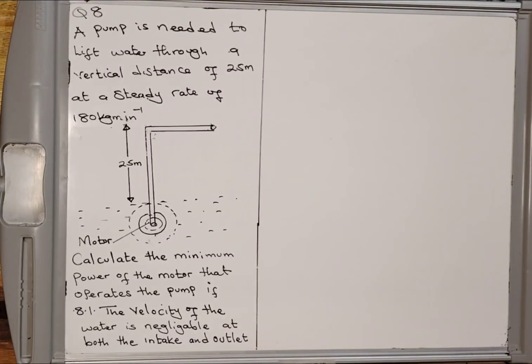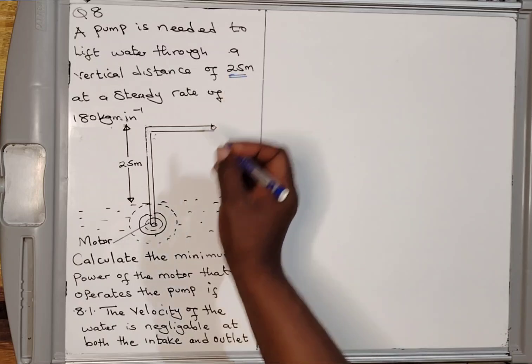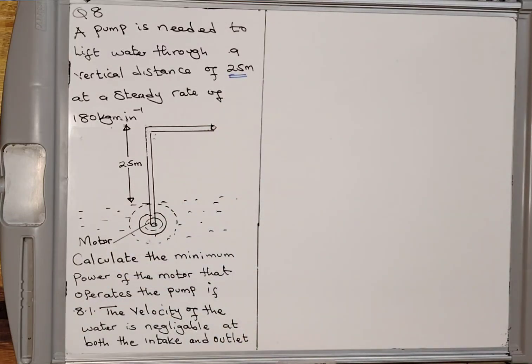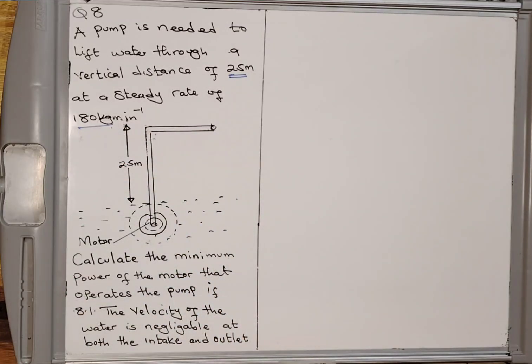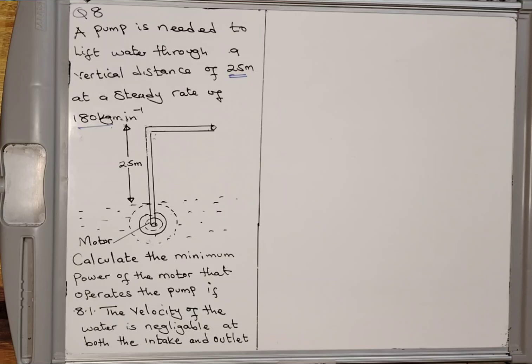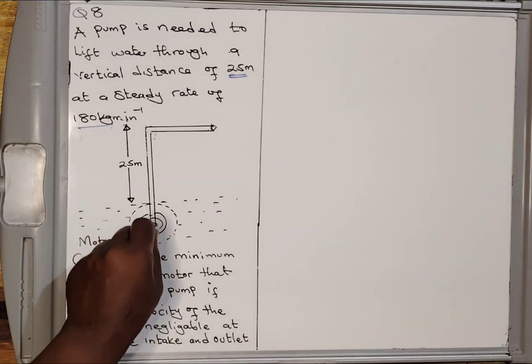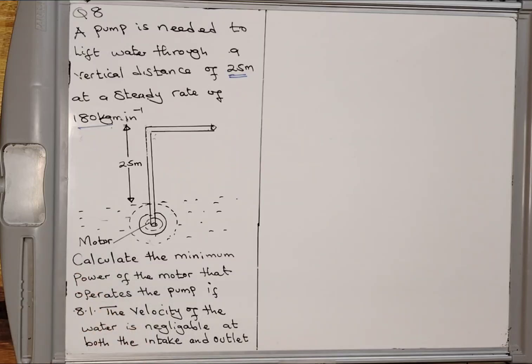We are having this scenario now. It says a pump is needed to lift water through a vertical distance of 25 meters at a steady rate of 180 kilograms per minute. So this is the scenario. This is the pump. So the motor is pumping water. The water is going through the vertical height.